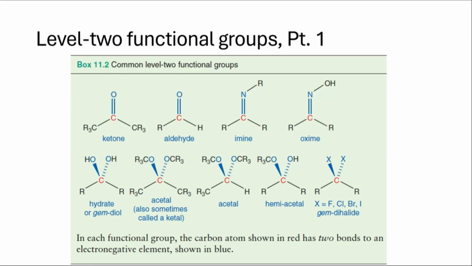So next I want to go over the level 2 functional groups containing nitrogen. So these are known as imines and oximes. So an imine consists of a carbon that forms 2 bonds to 2 R groups, but it's also double bonded to a nitrogen atom, and this nitrogen atom also forms a single bond to some R group.